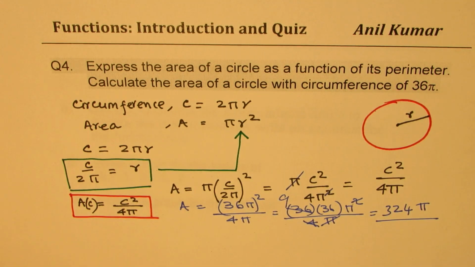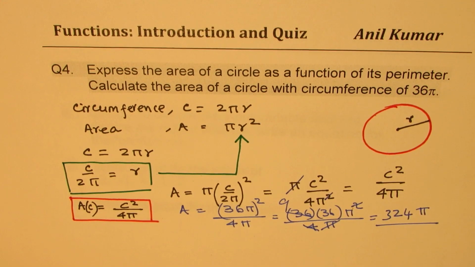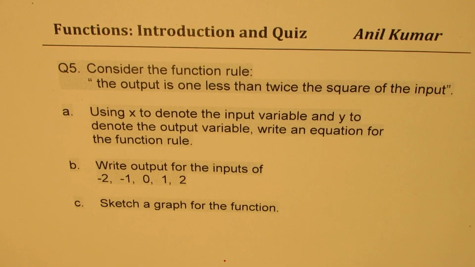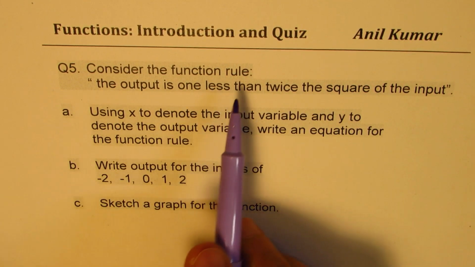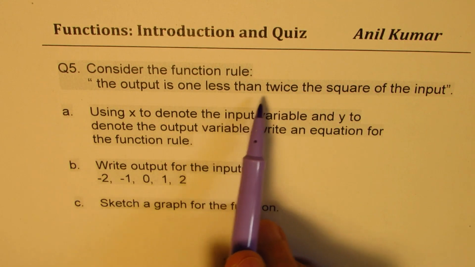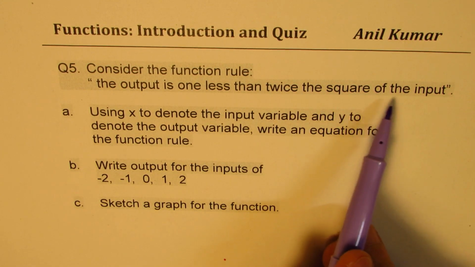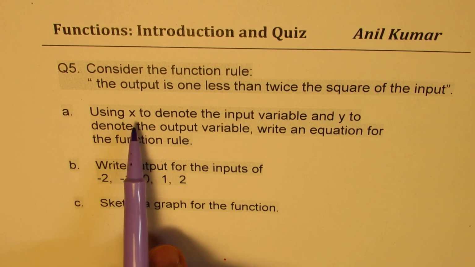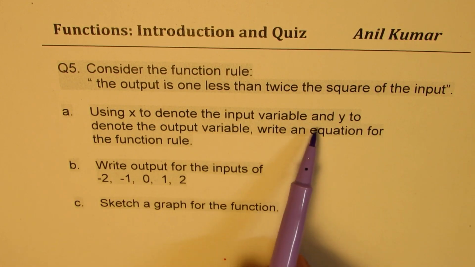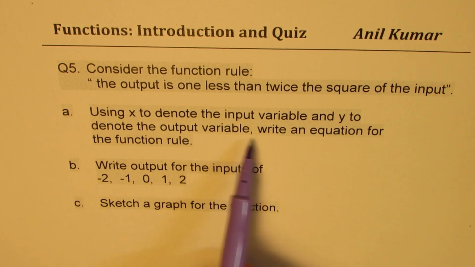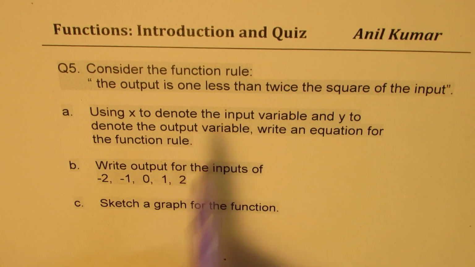Now let's move on and take the last question of our quiz. Question number 5. Consider the function rule. The output is 1 less than twice the square of the input. Using x to denote the input variable and y to denote the output variable, write an equation for the function rule.